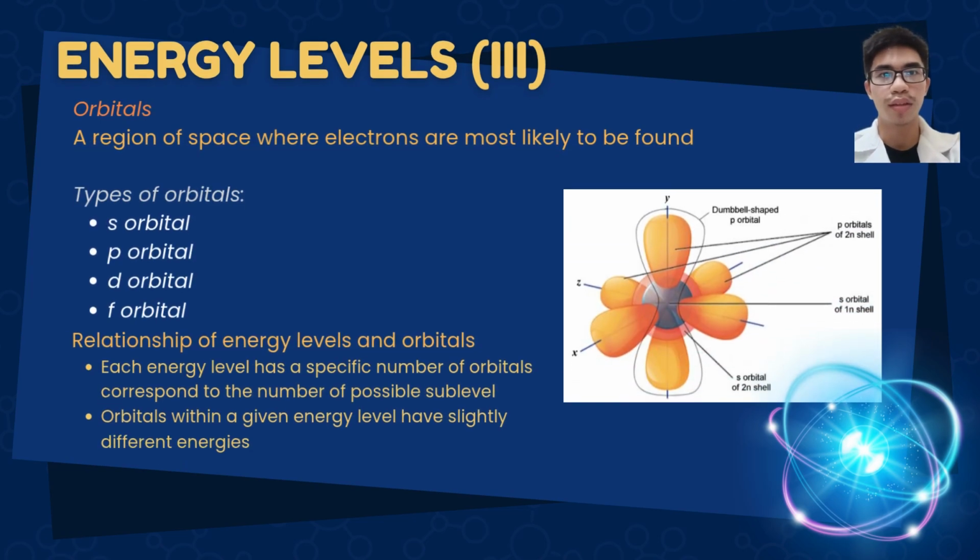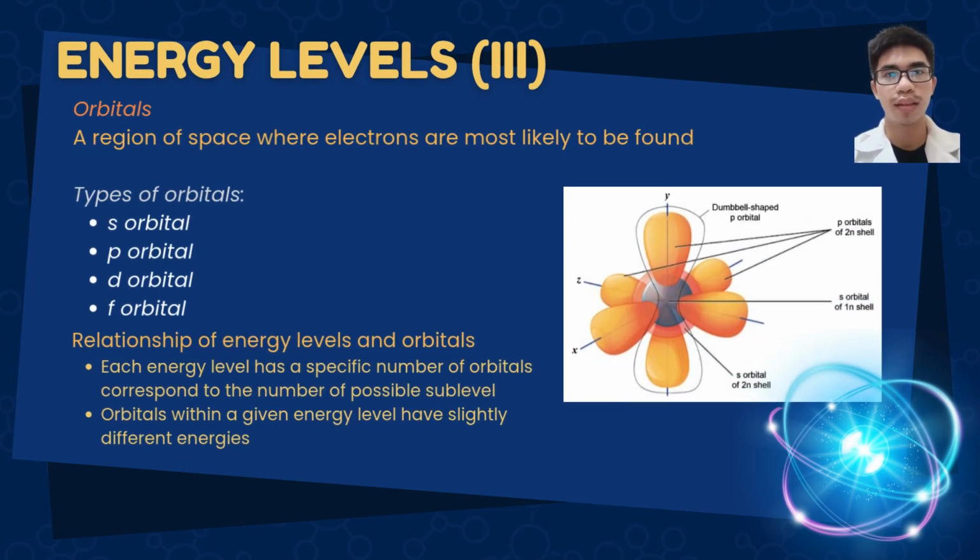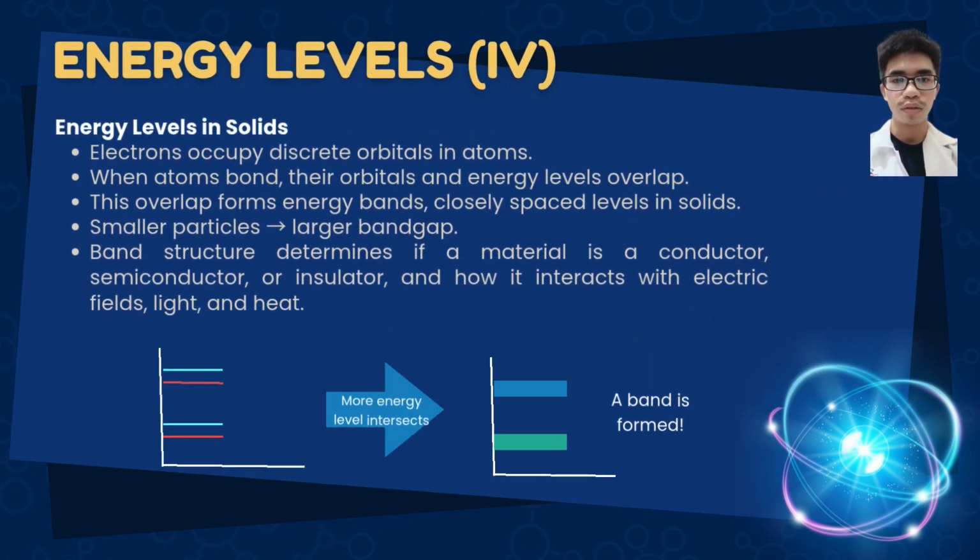Orbital is a region where electrons are most likely to be found. Each energy level has a specific number of orbitals corresponding to the number of possible sub-levels. Electrons occupy discrete orbitals in an atom, and when many atoms bond together, their orbitals and energy levels will overlap, thus forming an energy band.